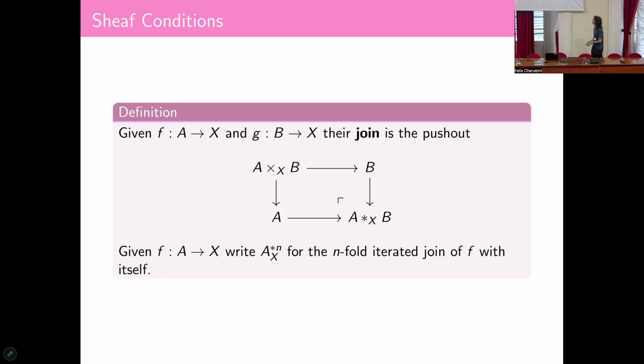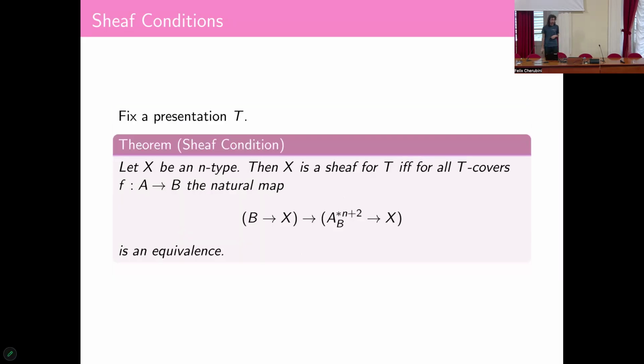Okay. And it's going to turn out that the image of the map is going to control whether it's surjective, obviously. And if you're going into an n-type, then the n+2 join is enough to control the whole image. So you don't need anything more. So here you go. If X is an n-type, then X is a sheaf if and only if for all covers, this map is an equivalence. Okay, so this is kind of easy, not particularly HoTT, just machinery to get this result.